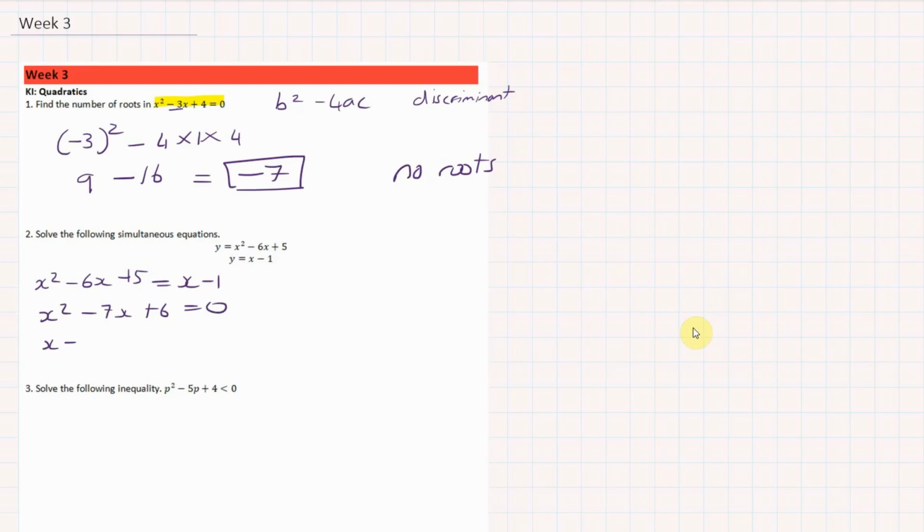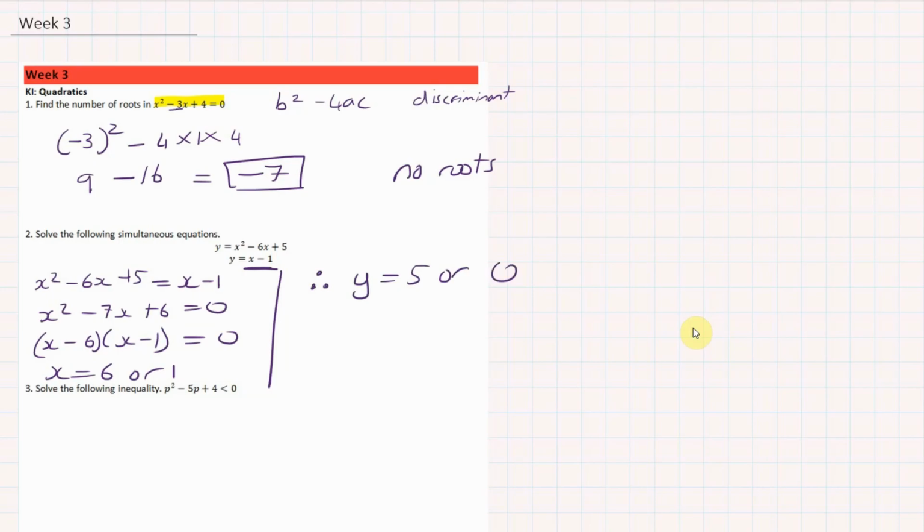And I think if I factorize that, I could factorize it like this, and therefore I get x is equal to 6 or 1. At this point, y equals, now I can plug those values into this bit here. So we're going to get 6 minus 1, which is 5, or 1 minus 1 is 0. So our two coordinate pairs are (1, 0) or (6, 5). And those are the two pairs that we have.